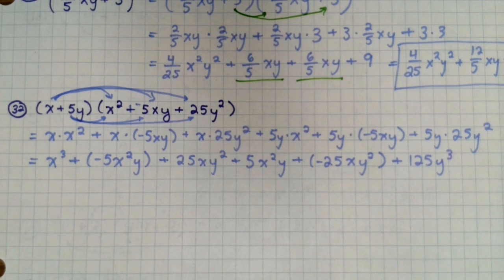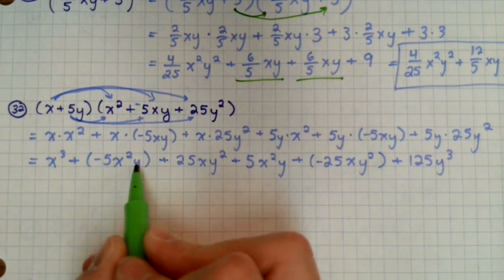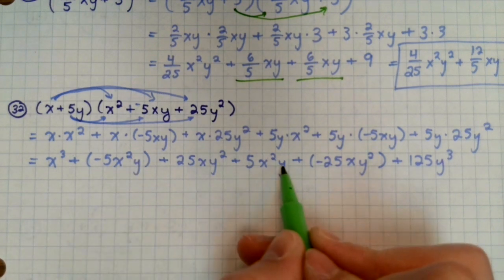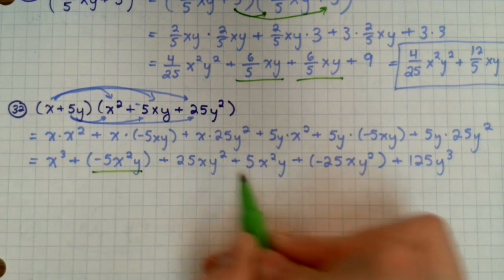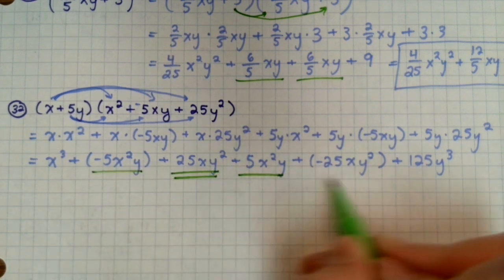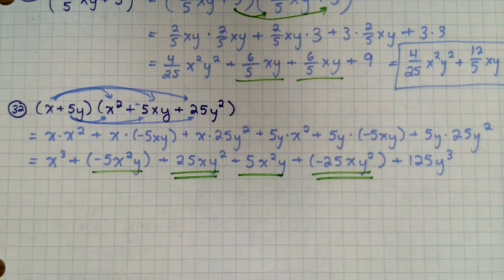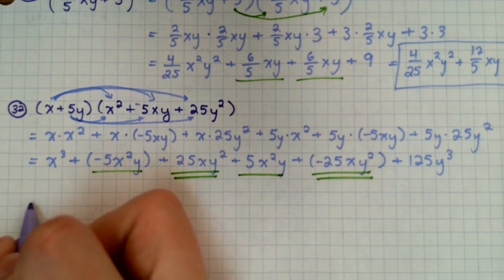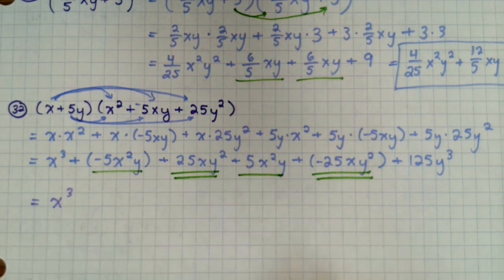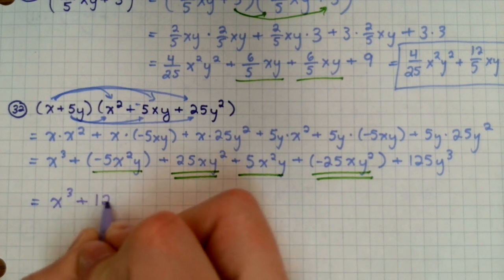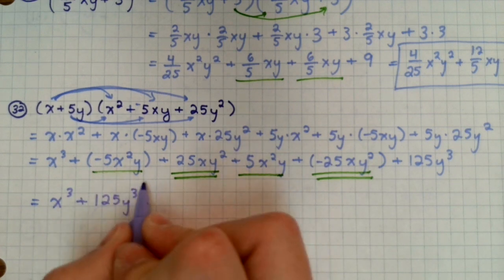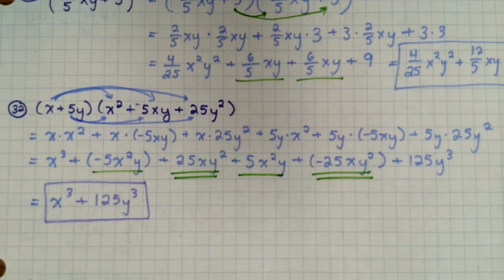So again, combining like terms, we have an x squared y term here and an x squared y term here. Those two are like terms. The xy squared and the xy squared there are also like terms. And what happens in this problem, similar to a previous example we looked at, is all the like terms actually cancel out. So we're going to be left with just x cubed plus 125y cubed as the final answer for this multiplication question.